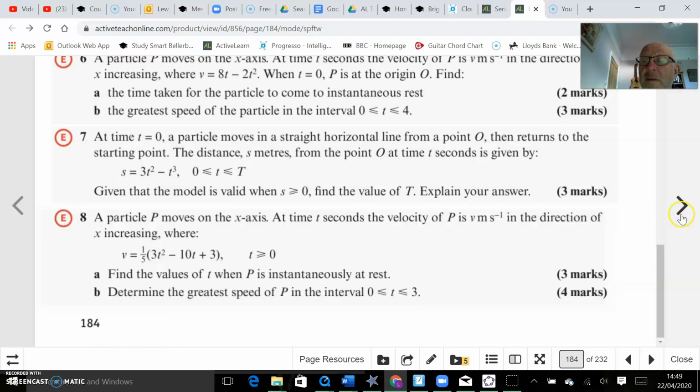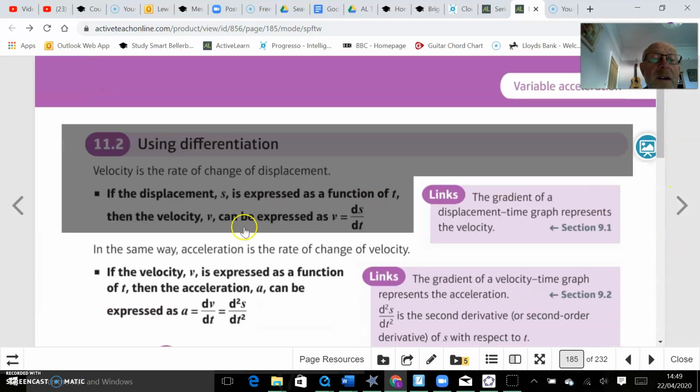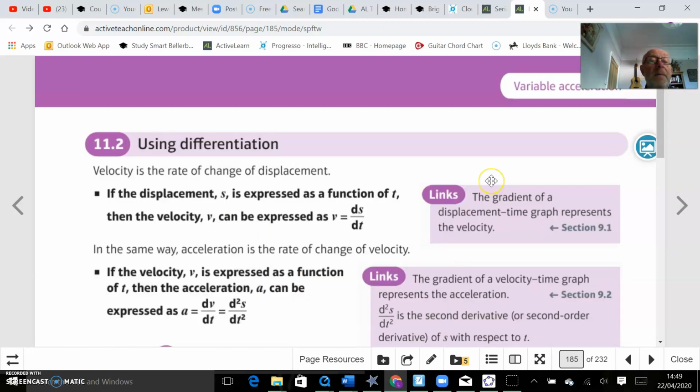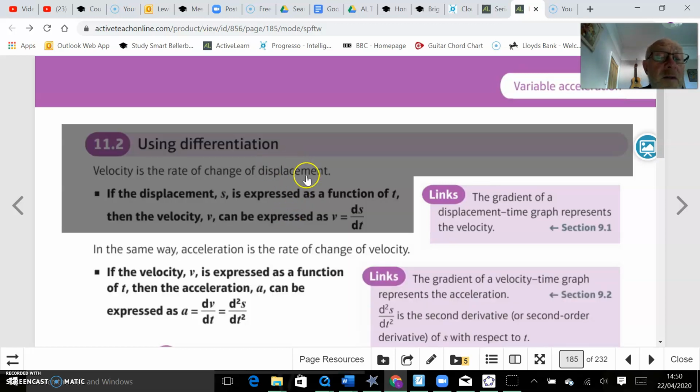Next video, we'll move on to how we deal with finding displacements and velocities and accelerations when we've got any one of those, and we'll use differentiation. We'll be using differentiation and integration. Next video will be on differentiation.